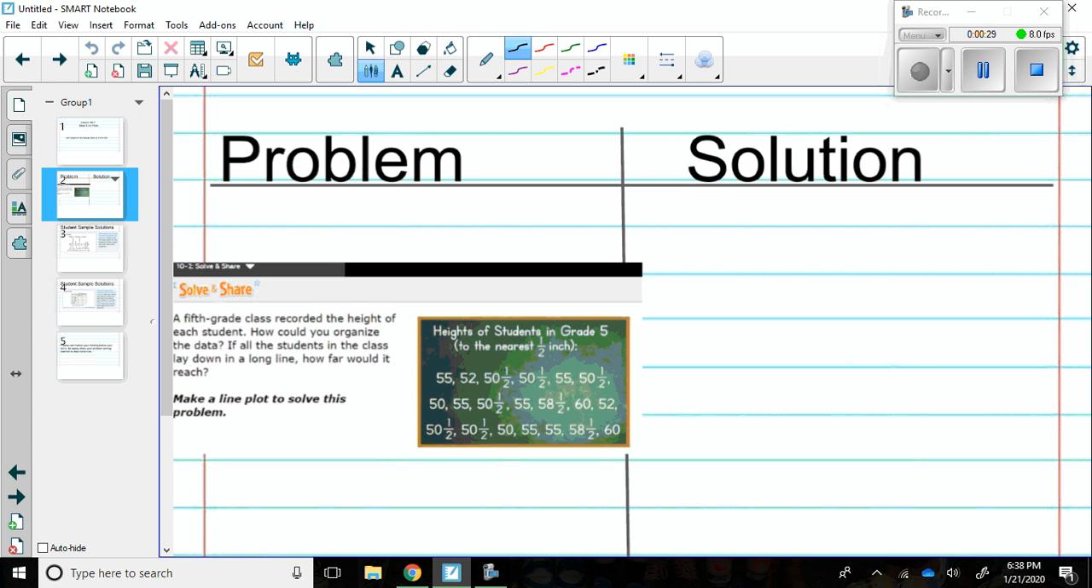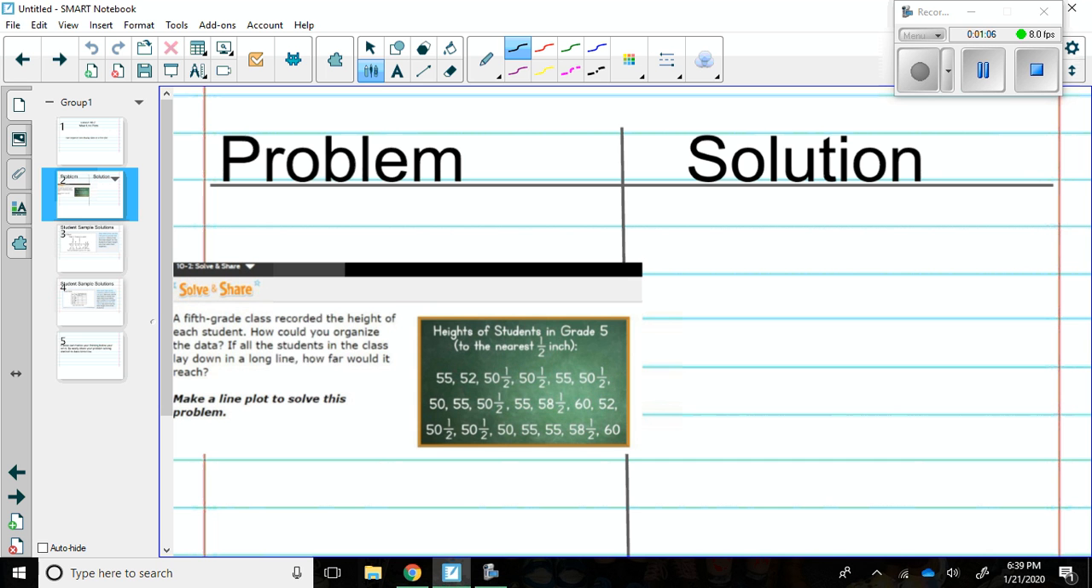Today's solve and share problem is a fifth grade class recorded the height of each student. How could you organize the data? If all the students in the class lay down in a long line, how far would it reach? Make a line plot to solve this problem. I want you to pause the video now to do what the question asks, to create a line plot to solve this problem. When you are finished, press play to continue and see how other people wrote this and help them solve the problem.